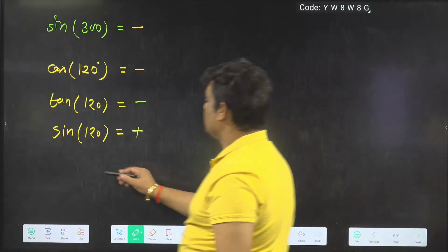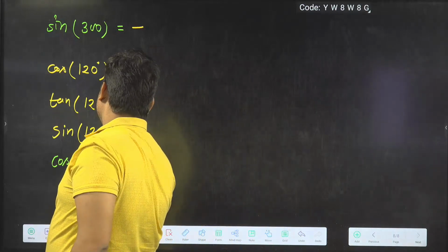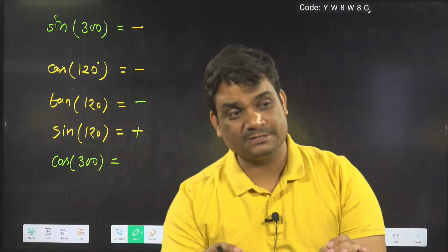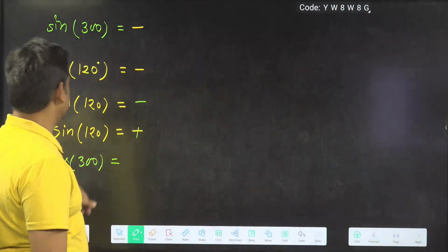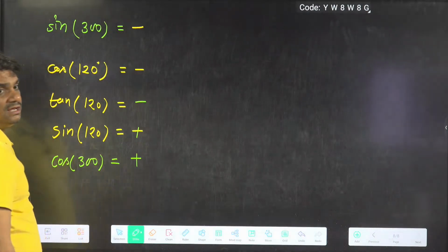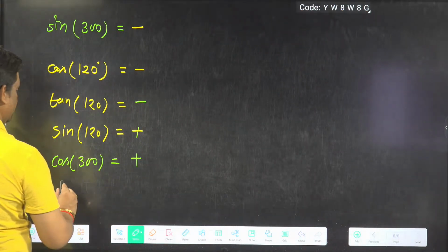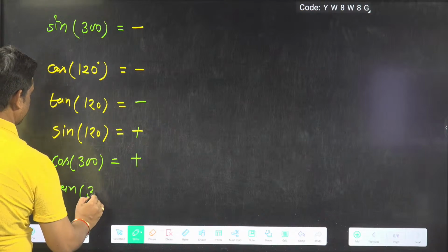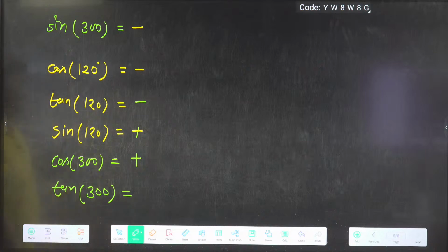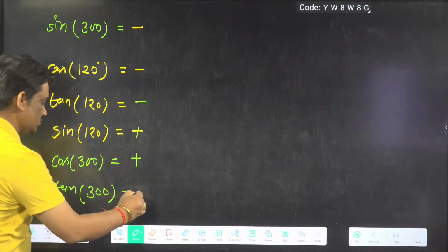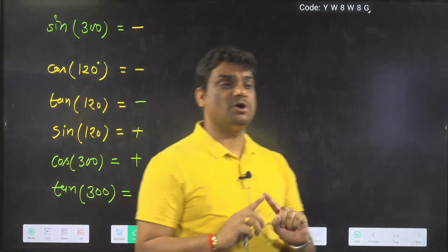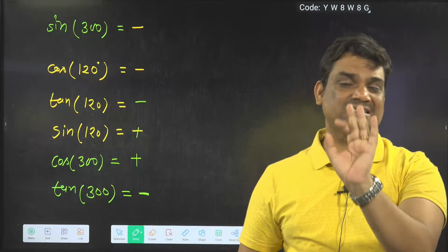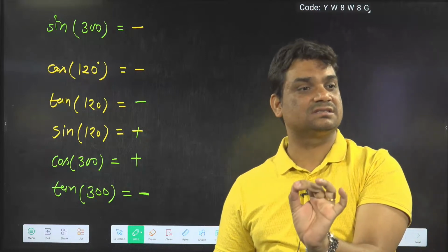Like if I say cos 300, will cos 300 be positive or negative? Cos 300 is going to be positive because, you know, here, yes, it will be positive. If I say tan 300, will it be positive or negative? You know, fourth quadrant, this is going to be negative. Once you are able to decide positive or negative, chances of mistakes are very less, because people are not making mistakes in the values. They are only making mistakes in the sign, okay.